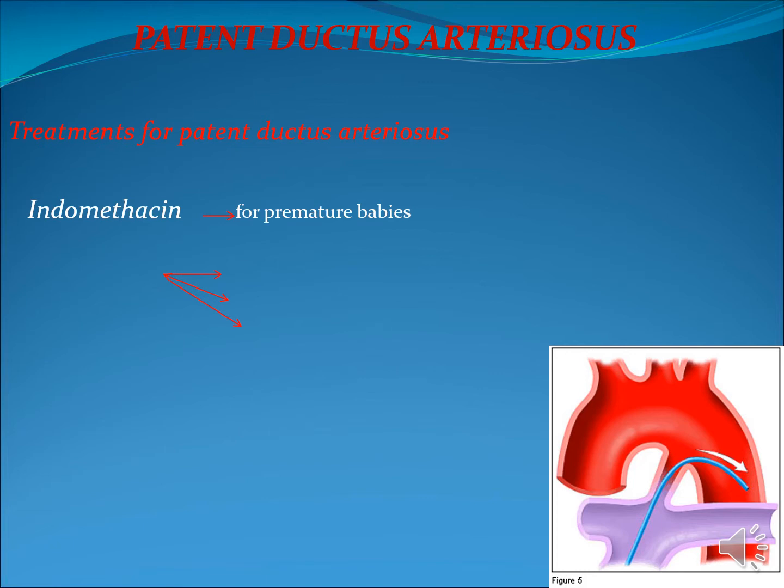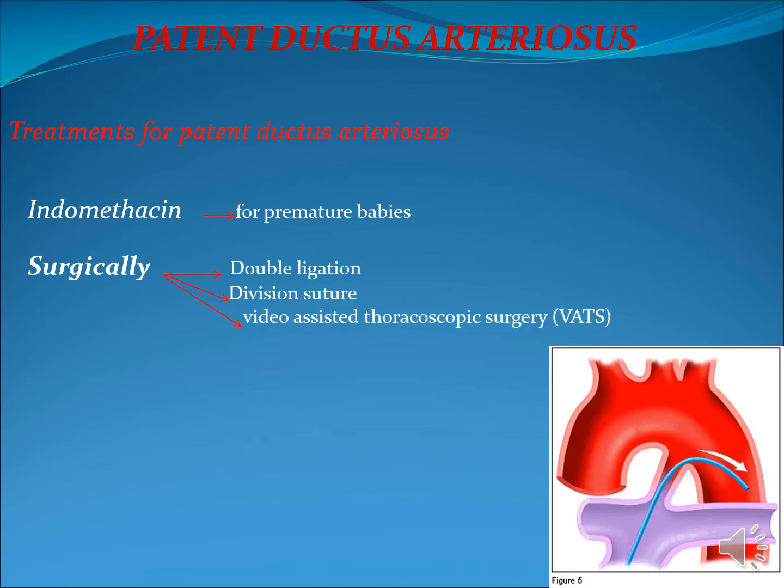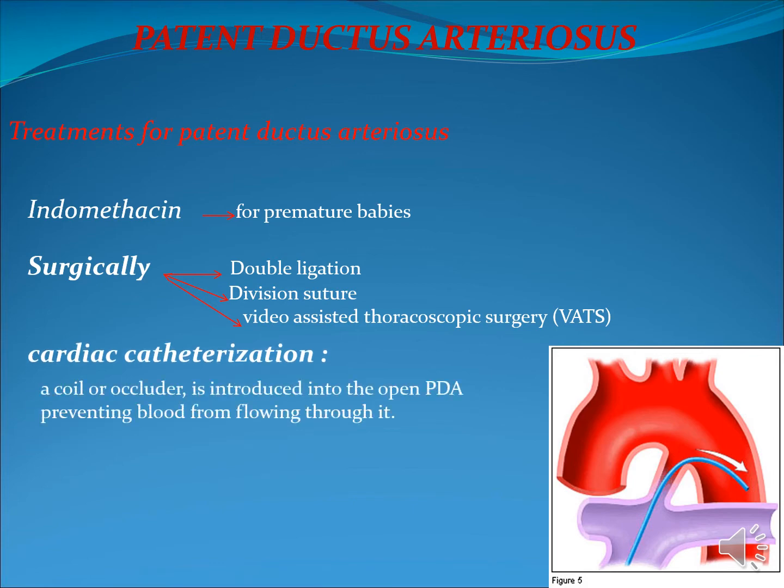But if the baby is premature, we have to try medical treatment like indomethacin, which sometimes gives good results. Surgically, by double ligation and division, or video-assisted thoracoscopic surgery, or by cardiac catheterization, where a coil or occluder is introduced into the open PDA, preventing the blood from flowing through it.